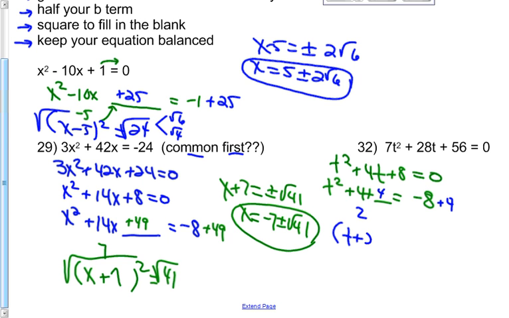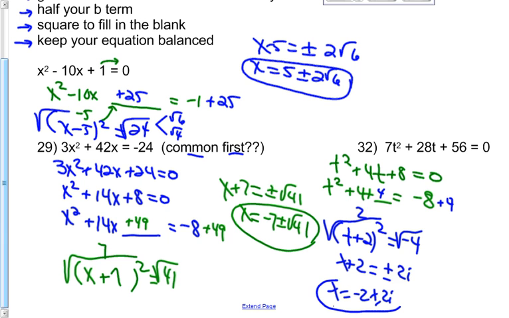Quantity would be t plus 2 squared equals negative 4. You're ready to square root both sides. t plus 2 equals square root of negative 4. Break that apart with your i term, plus and minus 2i, and then subtract your 2. t equals negative 2 plus and minus 2i.